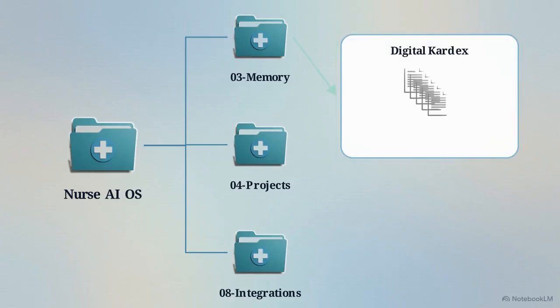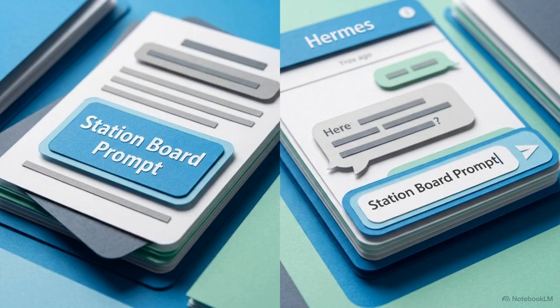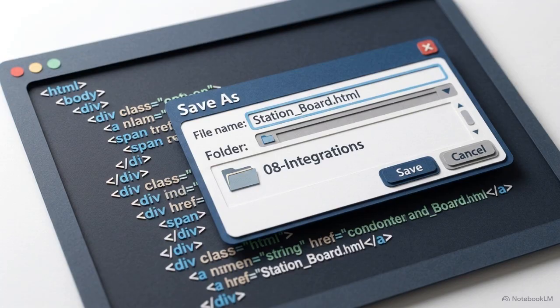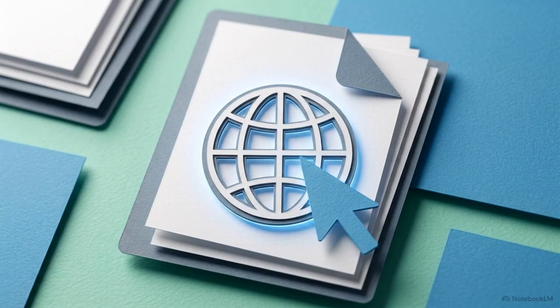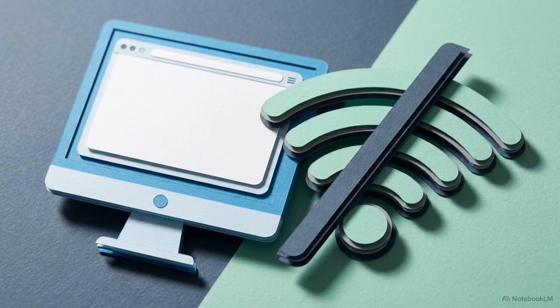Open Hermes and paste the station board prompt from your starter kit. This commands the AI to build your customized visual dashboard. The AI will generate a block of code. Save that text as an HTML file in your integrations folder, then double-click it to open it in your web browser. Even though this opens in a browser, you do not need an internet connection.